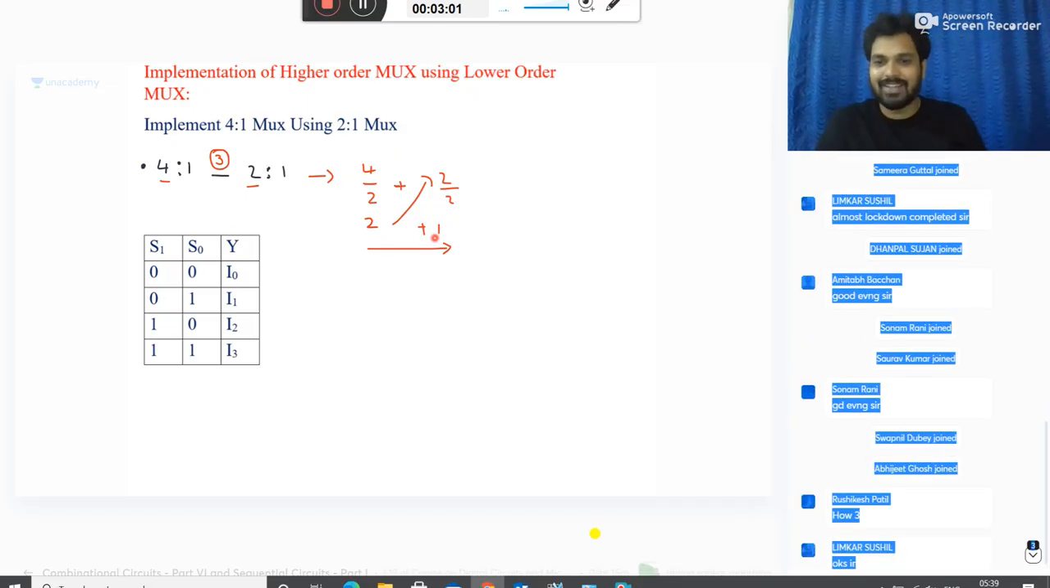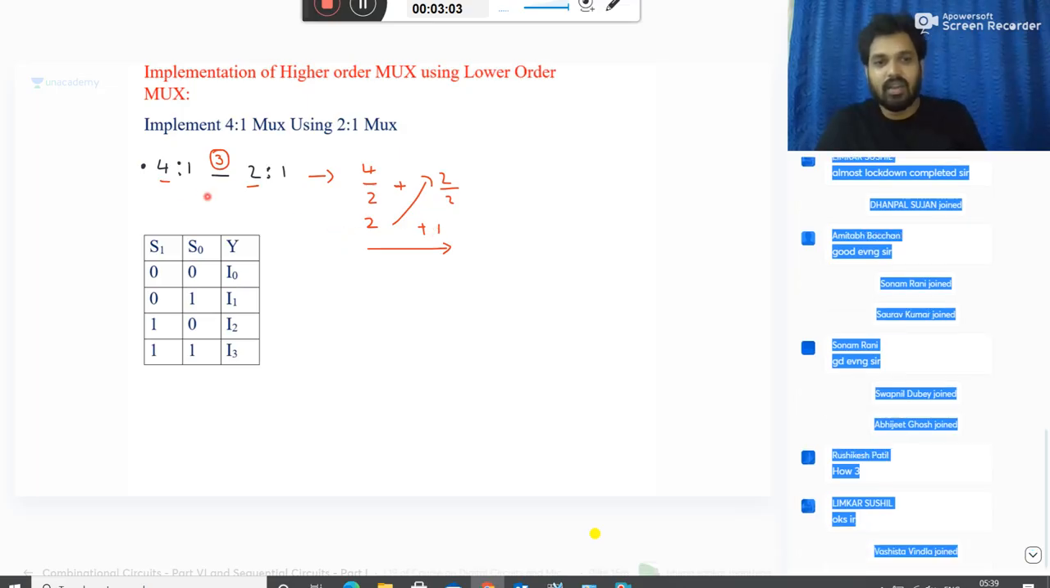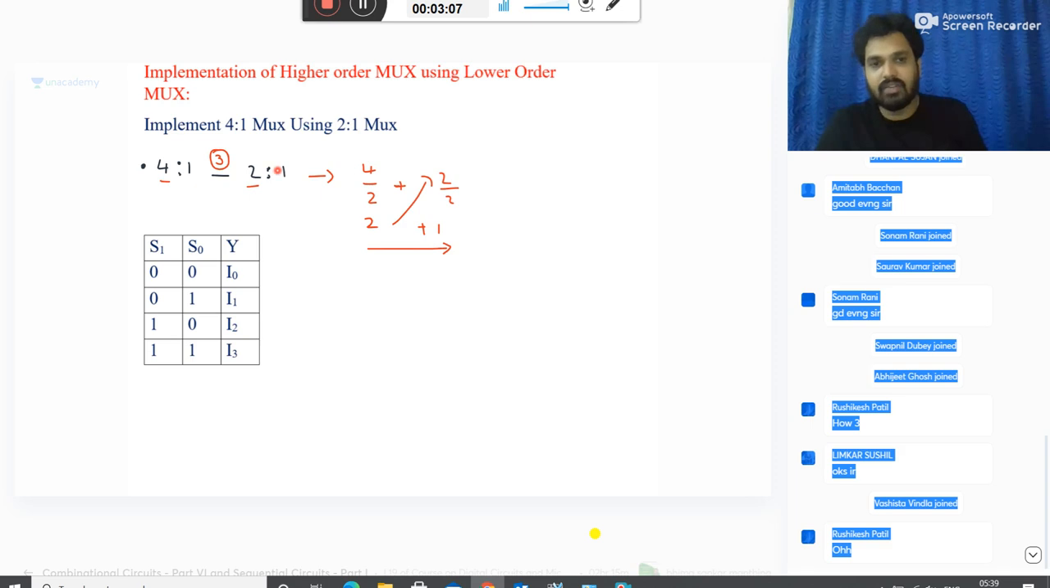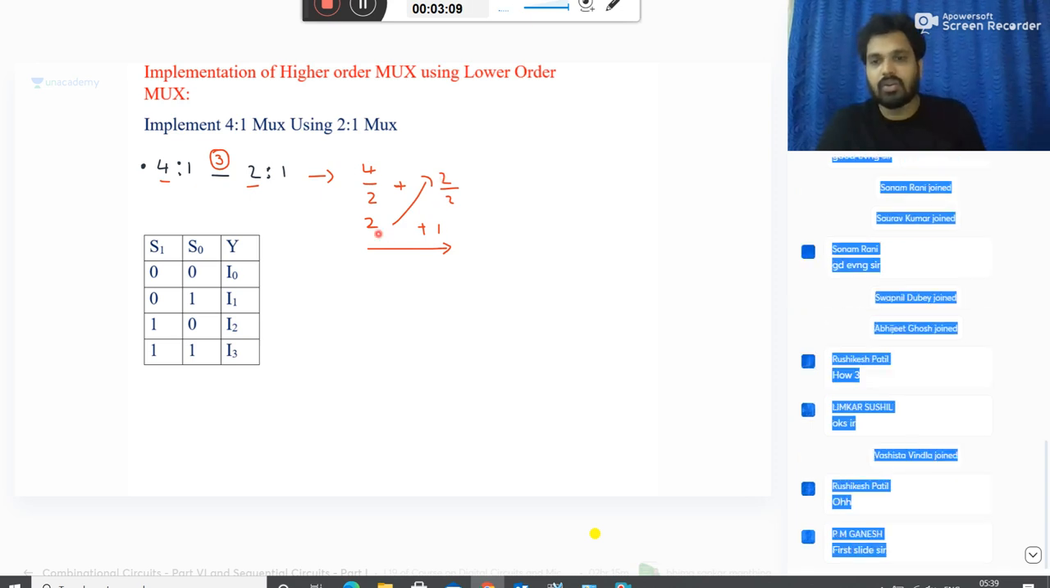2 plus 1 is 3. That much simple. Divide 4 with 2, it will give you 2. Take this 2 and again divide with 2. 2 by 2 is 1. 2 plus 1 total is 3. This is the first line. Okay, total will be 3.